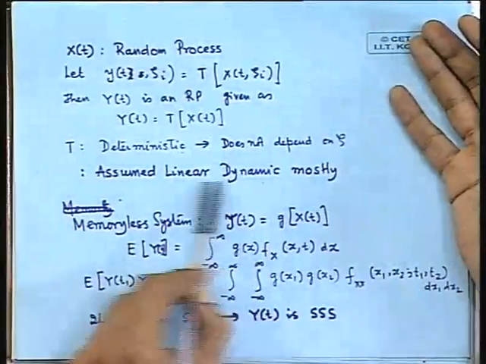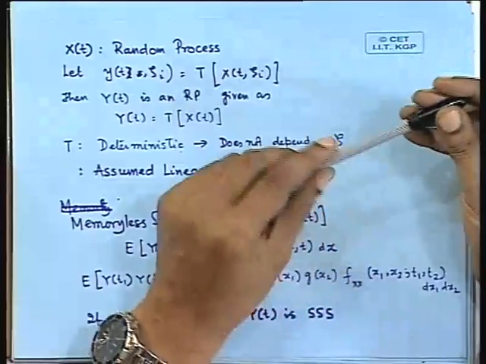T is the operator. In this case, whatever the linear system operator is, it could be a convolution operator with the impulse response. Perhaps it is also known that if you have a linear system, then the corresponding operator is a convolution operator with the impulse response. So if you convolve an input with the impulse response, then you get the output, right. This is the sense, and we will mainly assume linear dynamic operators.